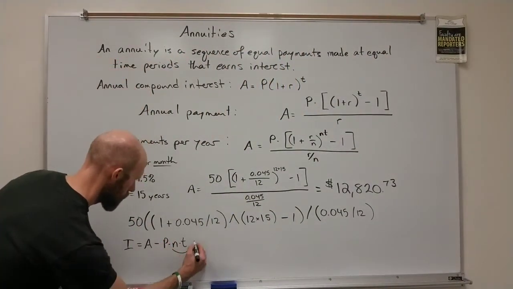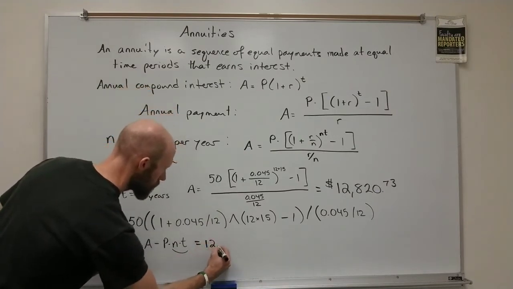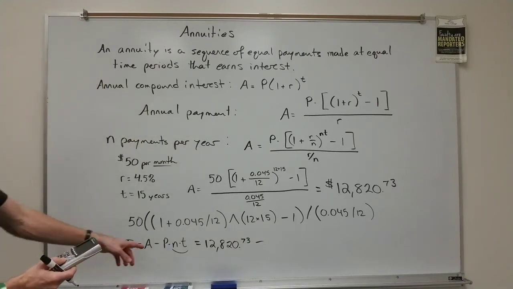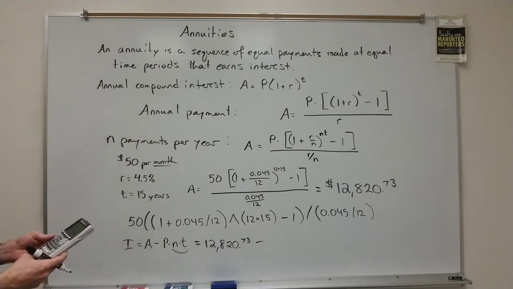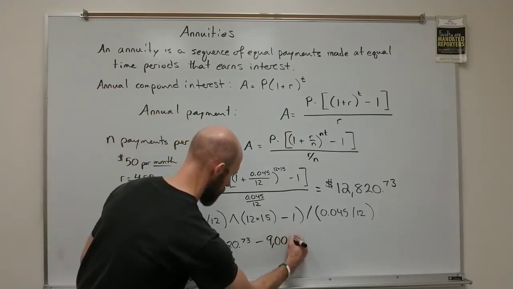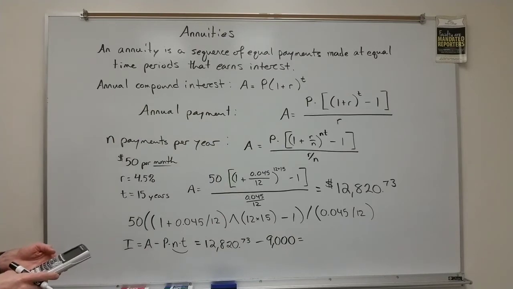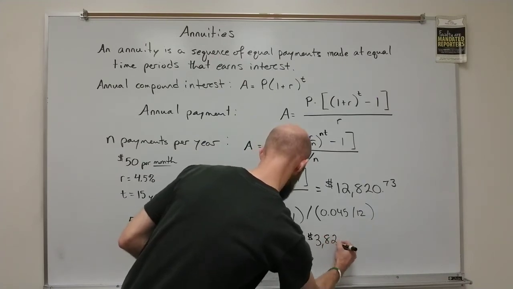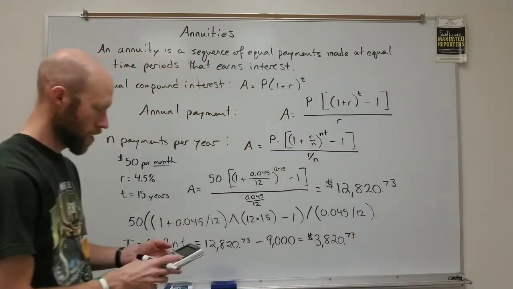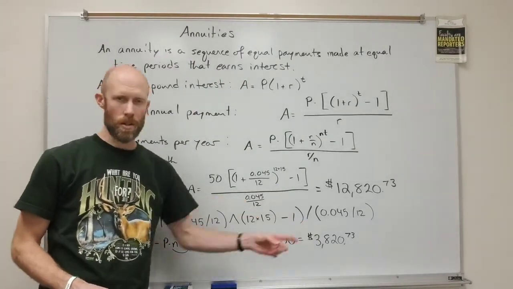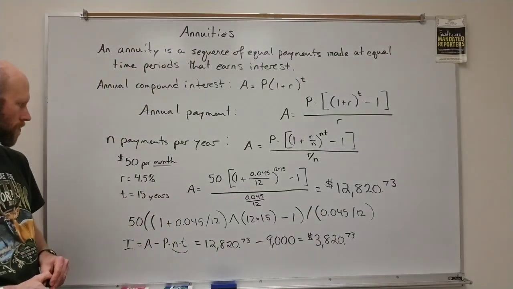And so that value would be 12,820.73, and then you're going to subtract off PNT, which is 50 times 12 times 15, which is $9,000 on the dot. You subtract that off and you get $3,820.73. So you definitely have over a quarter of the value of that annuity as interest over the course of that 15-year period.